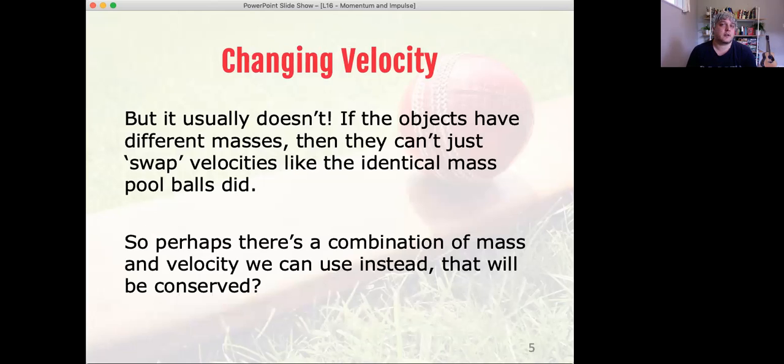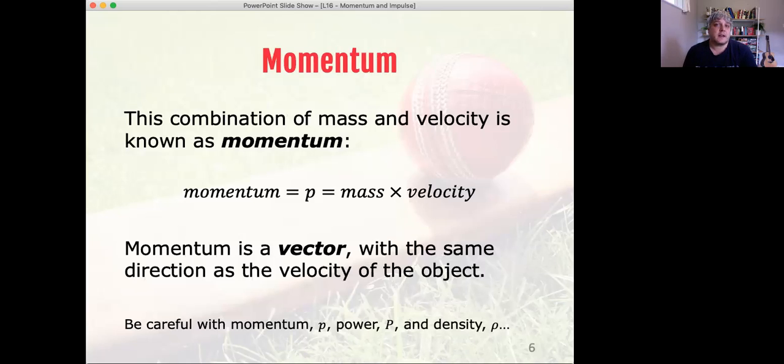Usually if the objects don't have the same mass, or if there's some other complication, as we usually get with real life physics, then they can't just swap velocities in the same way. The mass is a factor. If the two objects have different masses, then they definitely cannot. If they do have the same mass, then there's a chance it could happen like we saw just before, although even then it won't always. But the mass will definitely affect it. So perhaps there's a combination of mass and velocity we can use instead, and that will be conserved. There is, and it is called momentum.